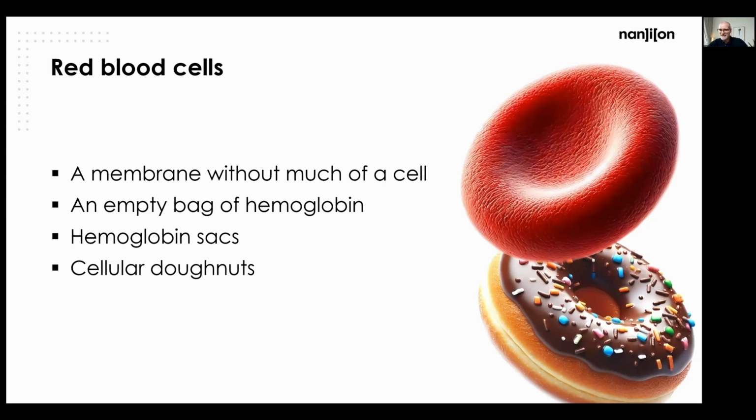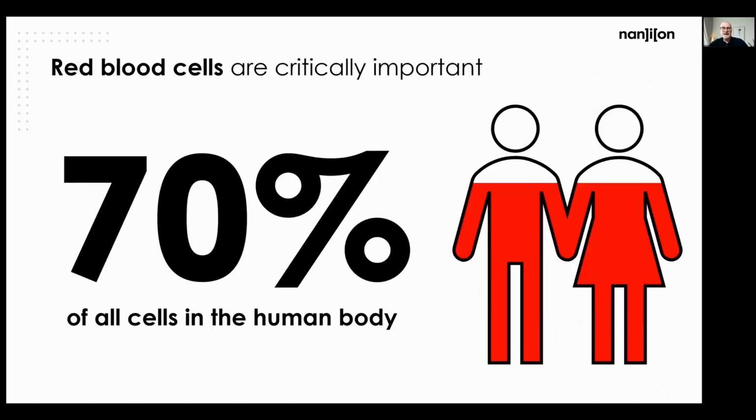And all these nicknames can give you a false impression that these cells are not very serious or not very important. But of course, it's not the case. Red blood cells are critically important for us, and they constitute about 70% of all the cells in the human body, which is actually insane.